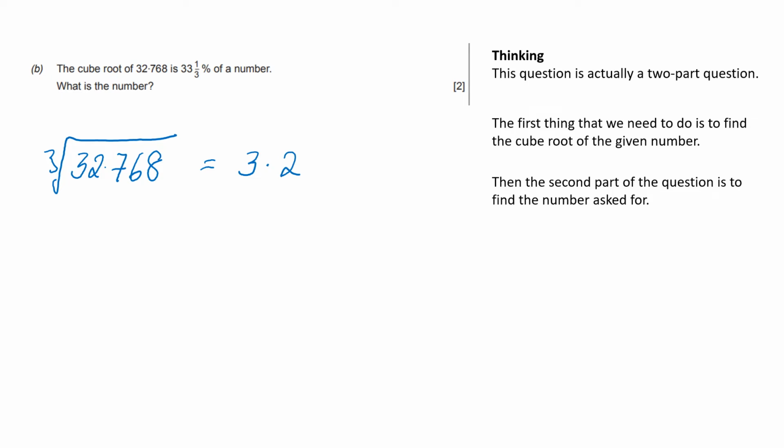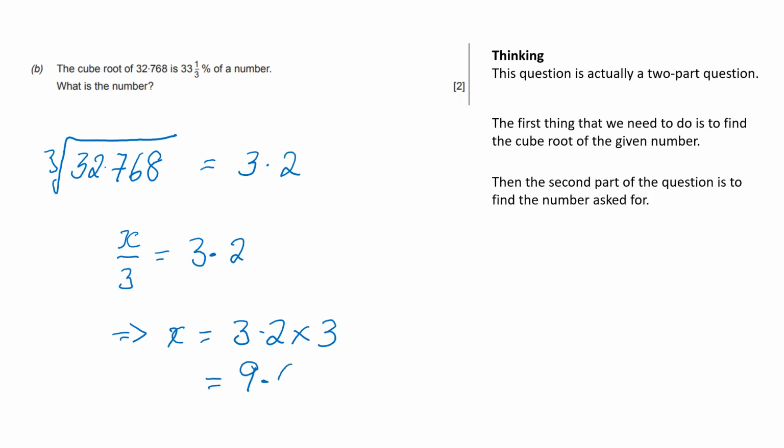3.2, but that is 33 1/3%. Well, 33 1/3% is 1/3, so we know that x divided by 3 equals 3.2. So this implies that x equals 3.2 times 3, which is 9.6. And again, show your workings out.